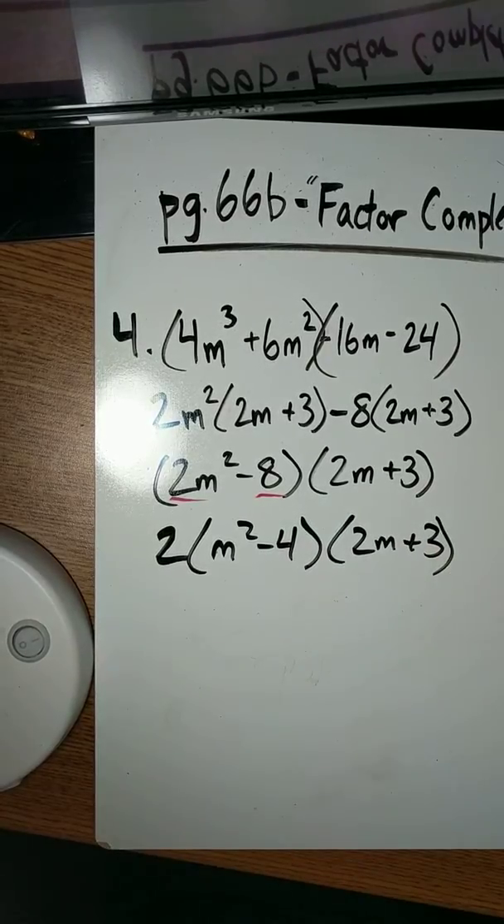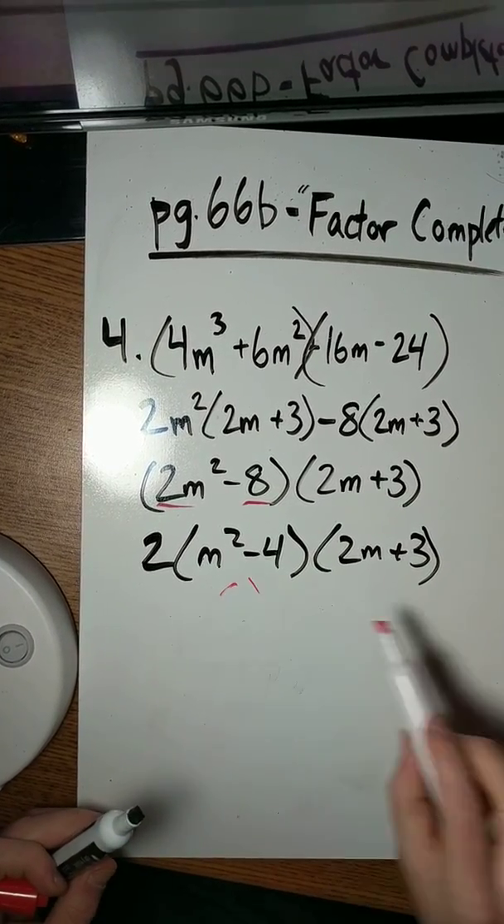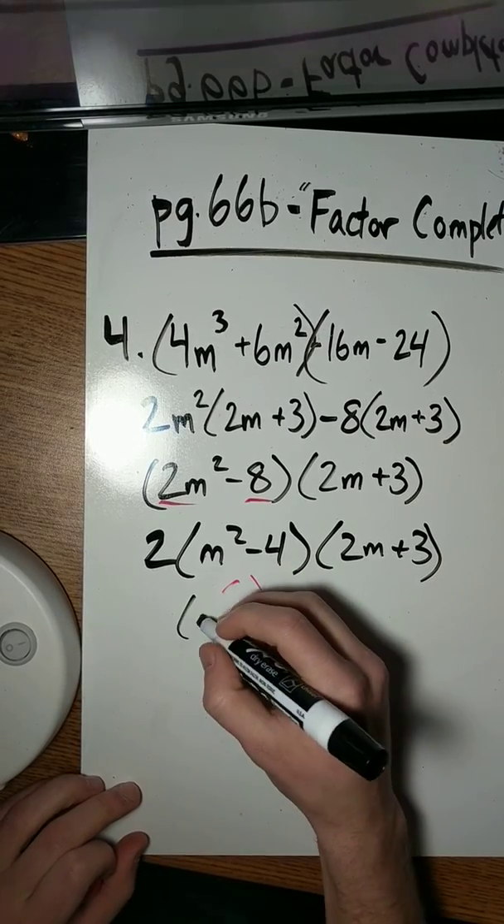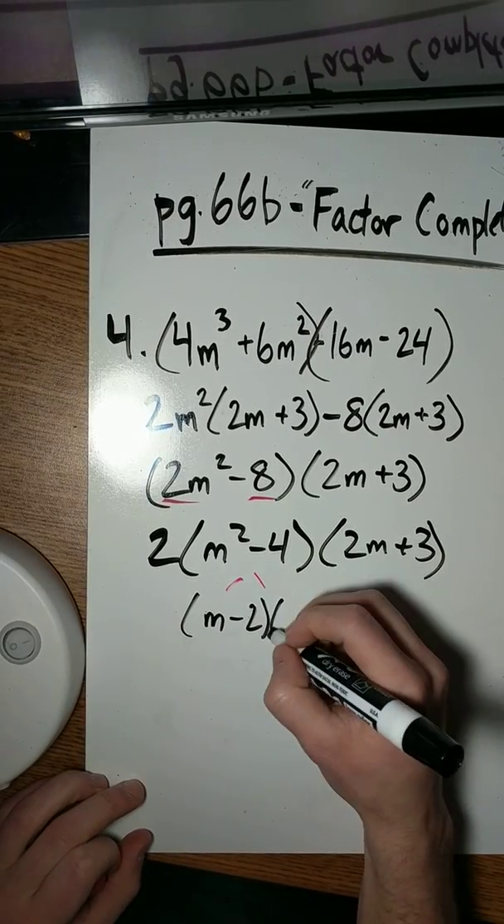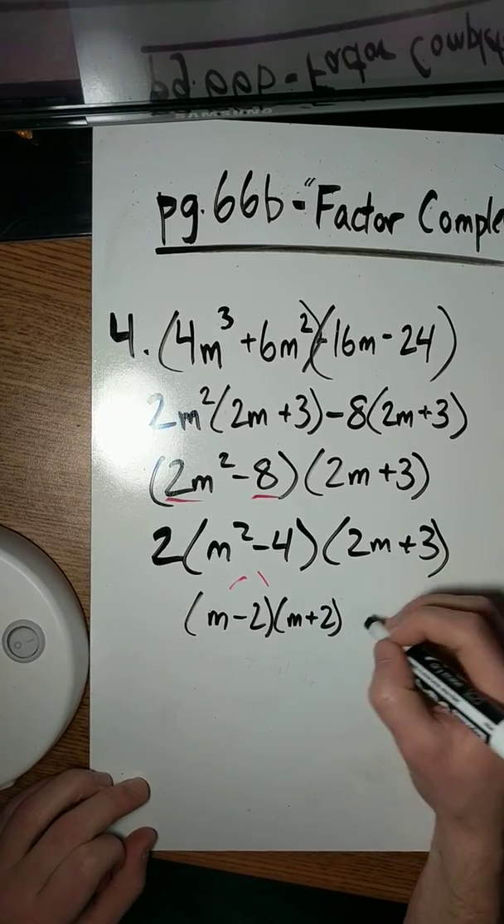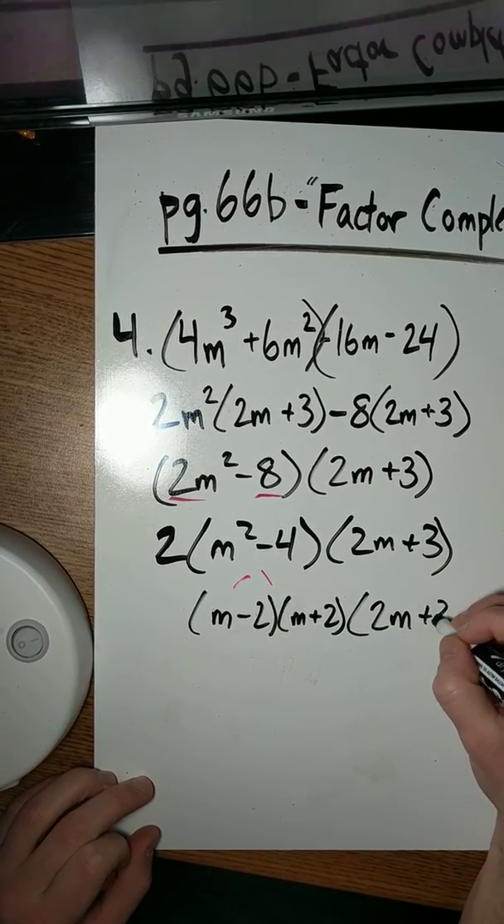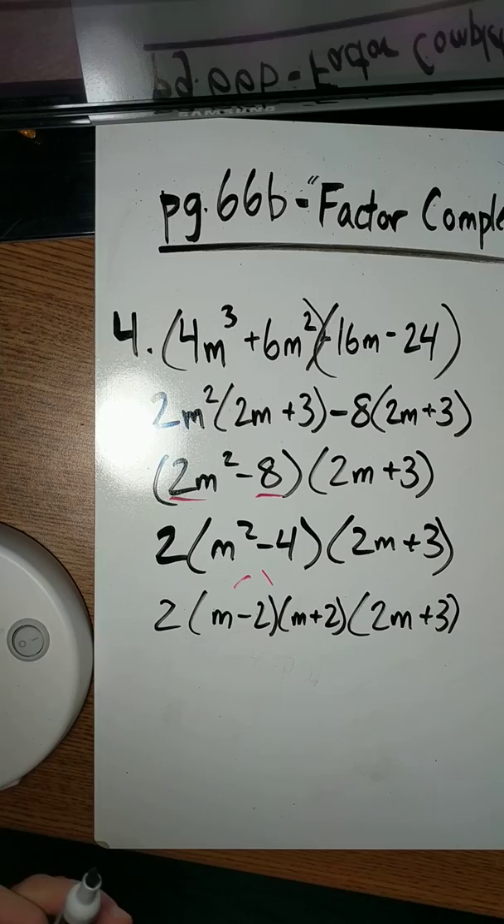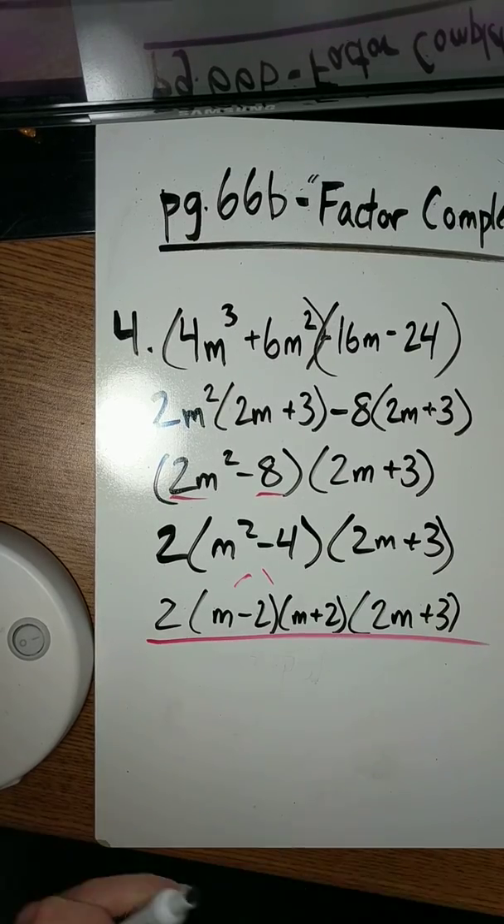Once again, don't stop. Make sure you look at each binomial. Make sure there is not still a difference of squares. In this case, there is. So this would split up to m minus 2 and m plus 2, while also bringing down our other previous factors. Okay, so here is our final factored form for number 4.